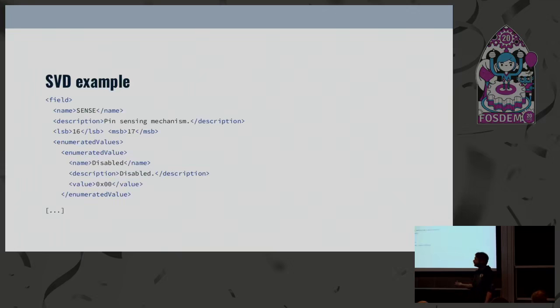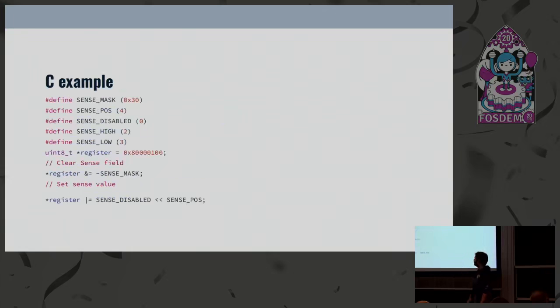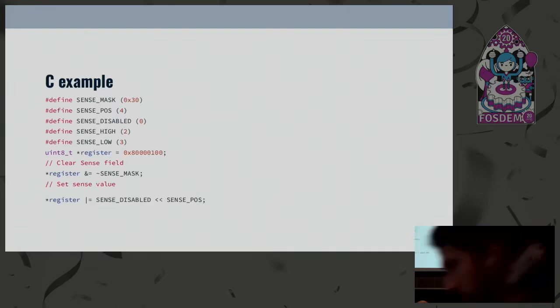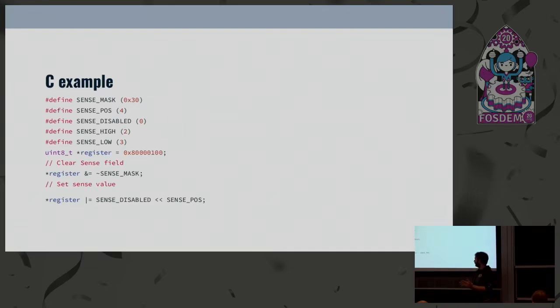Now, how could you interact with a register in C? In C, you would probably do something like that. You define your macros, you have your register that you set at an address, and then with the binary operation, you set the mask that you want on your register. So if it works, it's fine, but it can be kind of unwieldy, and the C type system is not helping you with it here, not at all.